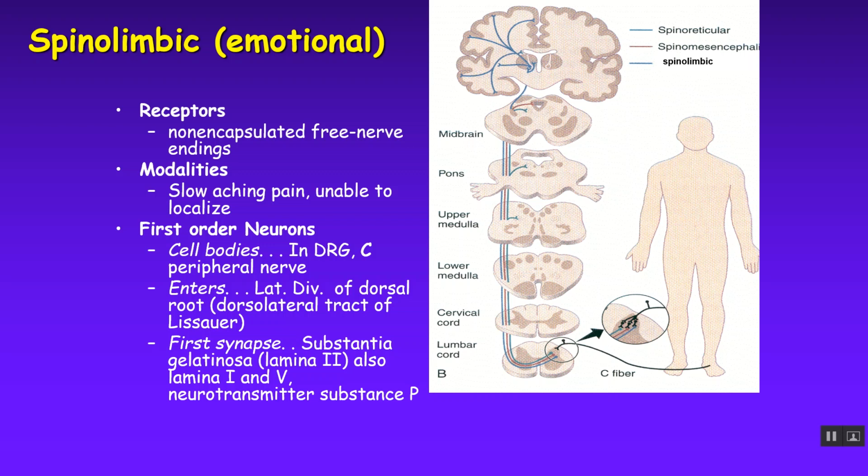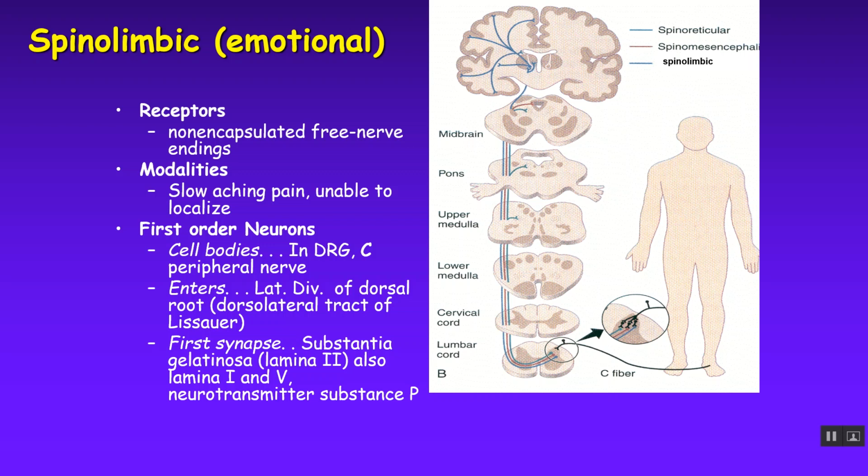Just like the spinothalamic, it enters the lateral division of the dorsal root. It may go into that little dorsolateral tract of Lissauer. It may go up or down a few segments before it actually synapses in the dorsal horn with the second order neuron. The first synapse, just like the spinothalamic, is substantia gelatinosa, mainly lamina 2, but also lamina 1 and 5. So these are all the same as the spinothalamic.